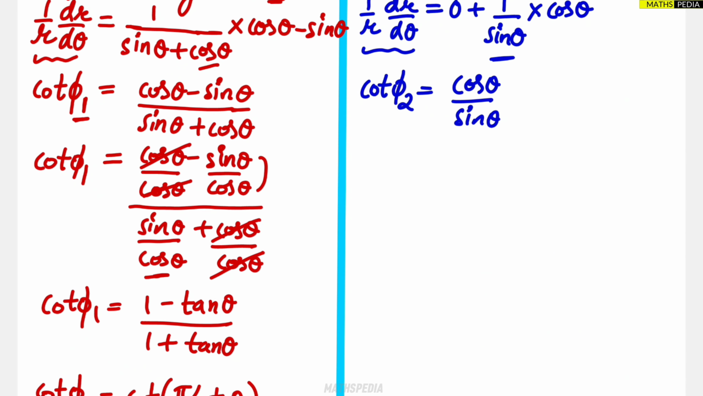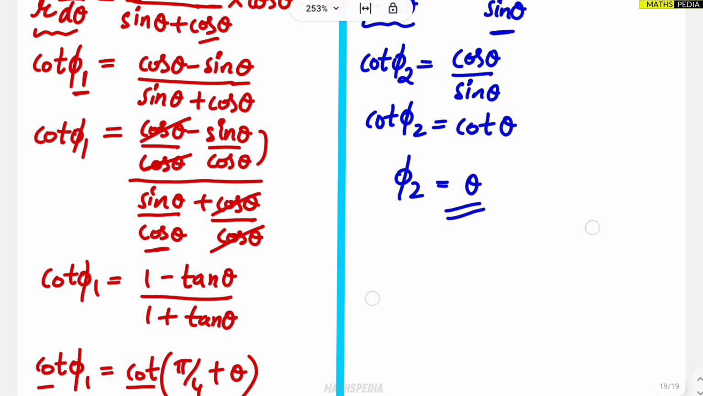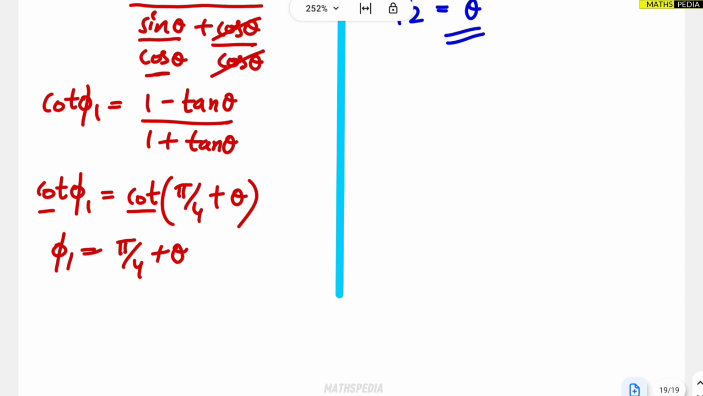Cot phi 2 is equal to cos theta by sin theta. This can be directly written as what? Cot theta. Cos by sin is cot theta. So from this, phi 2 directly you got as theta. Simple. No simplification required. Now we got phi 2 value and phi 1 value.